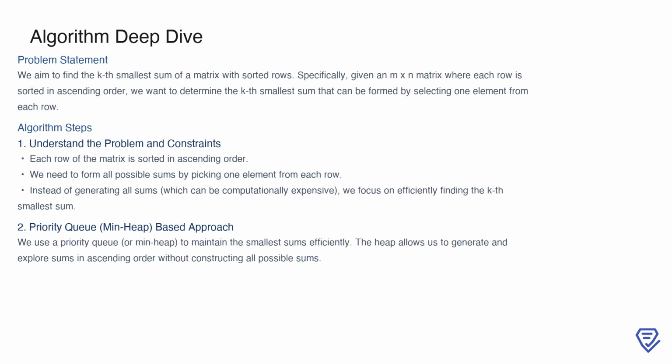In this problem, we are tasked with finding the kth smallest sum that can be formed from a matrix with sorted rows. The matrix has m rows and n columns, where each row is sorted in ascending order. To solve this, we need to select one element from each row and compute their sum. However, instead of generating all possible sums, which would be computationally expensive, we aim to determine the kth smallest sum efficiently. To achieve this, we use a priority queue, also known as a min-heap, which enables us to process sums in ascending order. This approach ensures that we focus on the most promising sums without generating them all up front.